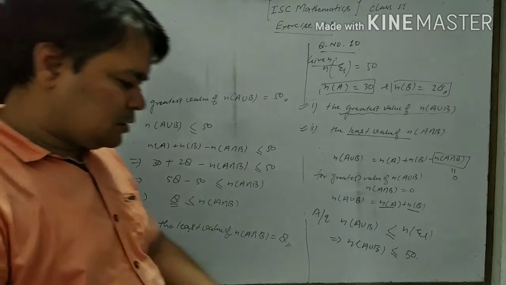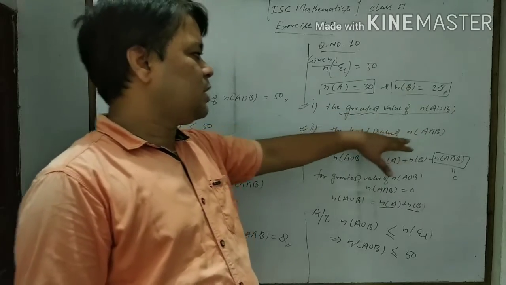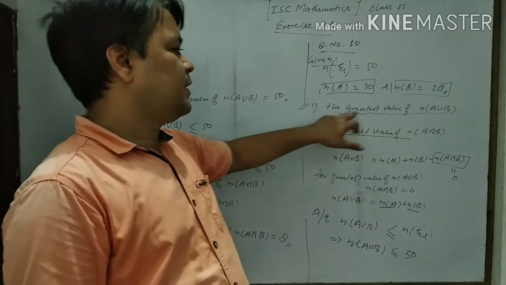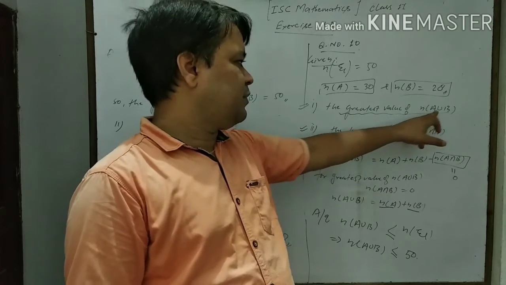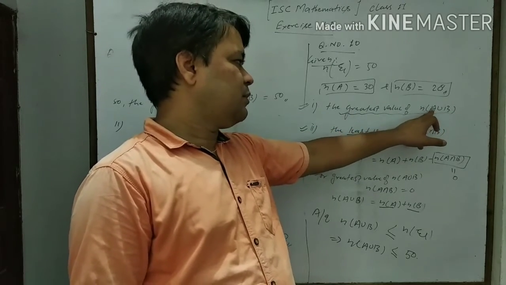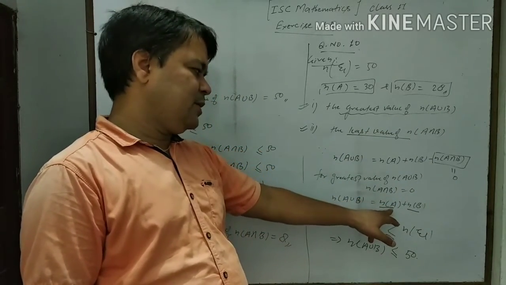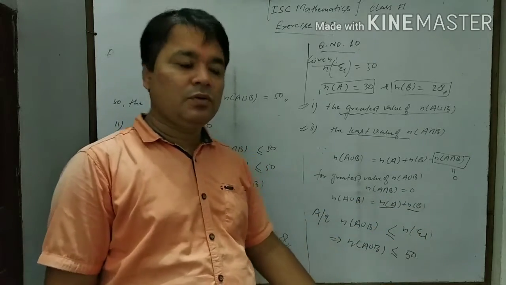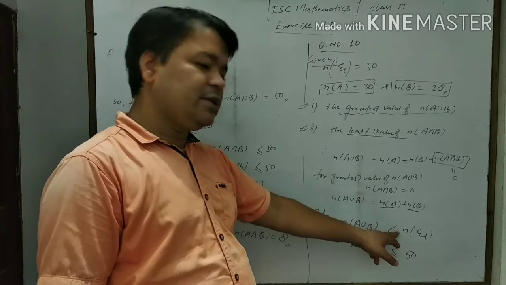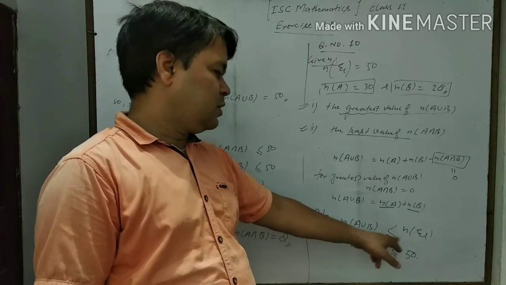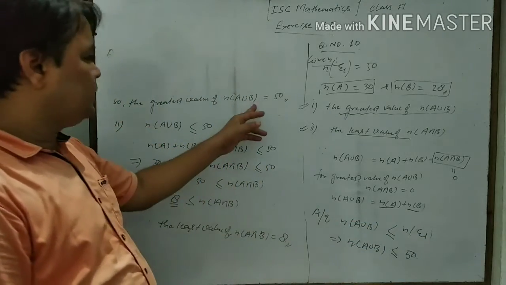Okay. Here the concept is something different because the pattern of the question is different. The greatest value we have to find. Here, for the greatest value of cardinal of A union B, we cannot use this formula because there may be some elements common to A and B. Therefore A intersection B will be less than or equal to the number of elements of the universal set. Therefore the greatest number will be 50.